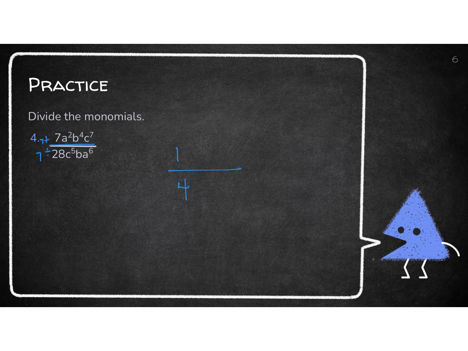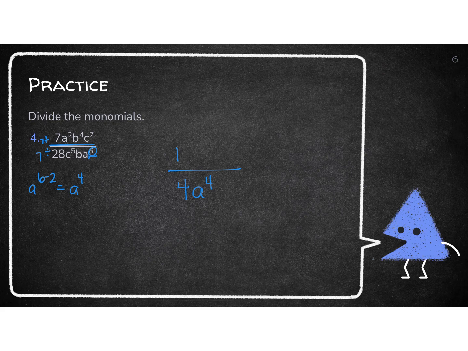I'm going to deal with my a's. I have an a to the 2 on top and an a to the 6 on bottom. You always do bigger minus smaller, no matter where they are. That's giving me a to the 4th. And since the bigger number started on the bottom, it's going to go on the bottom.